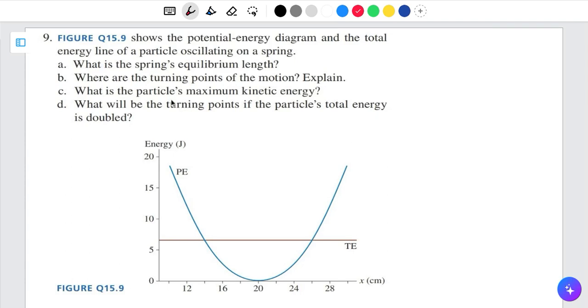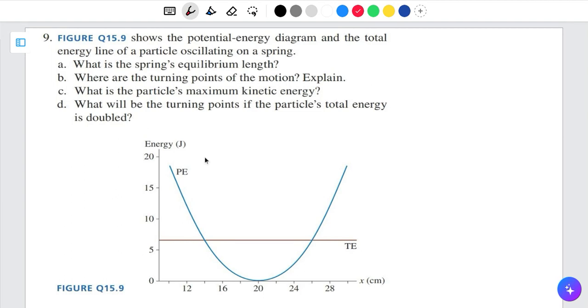The question is coming from energy as well as the combination of energy and oscillation. So the question is saying: Figure 15.9 shows the potential energy diagram and the total energy line of a particle oscillating on a spline.